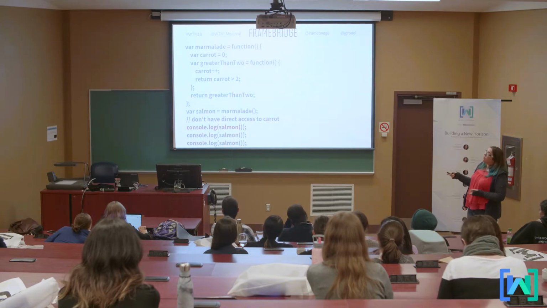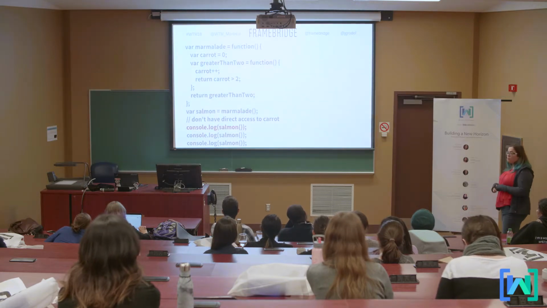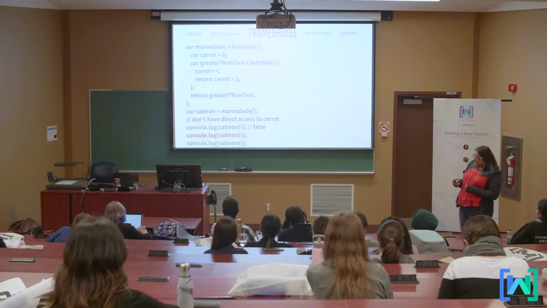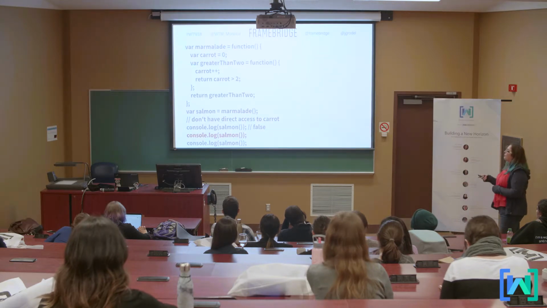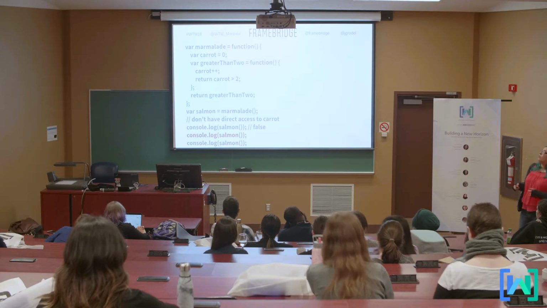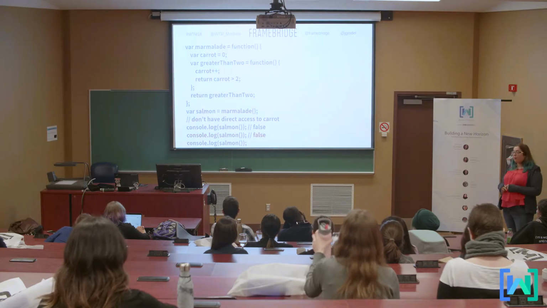So I will go into that function greater than 2. Caret is currently 0. We'll increment it to 1. 1 is not greater than 2, and we will get a false. We can call it again and go through greater than 2 again. Caret is now 1. We'll increment caret to 2. 2 is not greater than 2, and so we get another false.